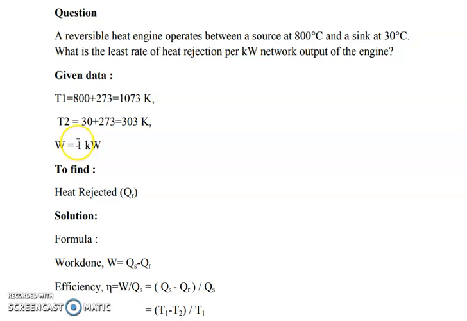The work output is 1 kilowatt. Okay, so this is the data given. By using this data, we have to find out the least rate of heat rejection per kilowatt. We have to find out the heat rejected.